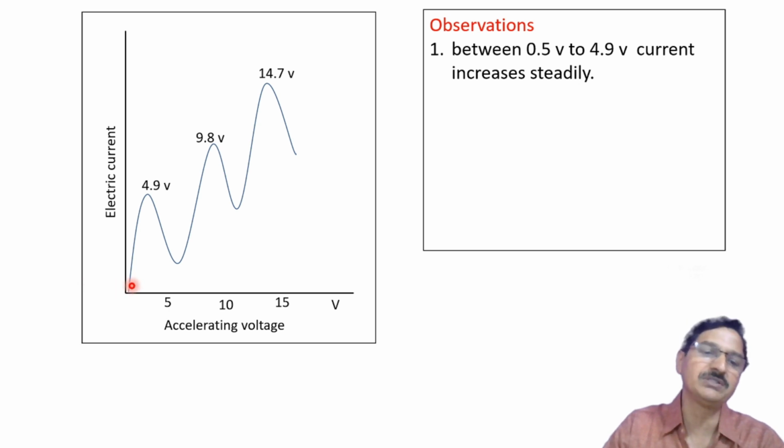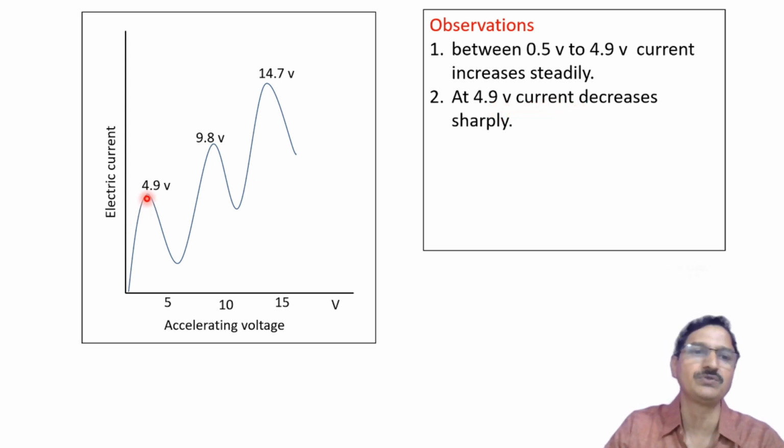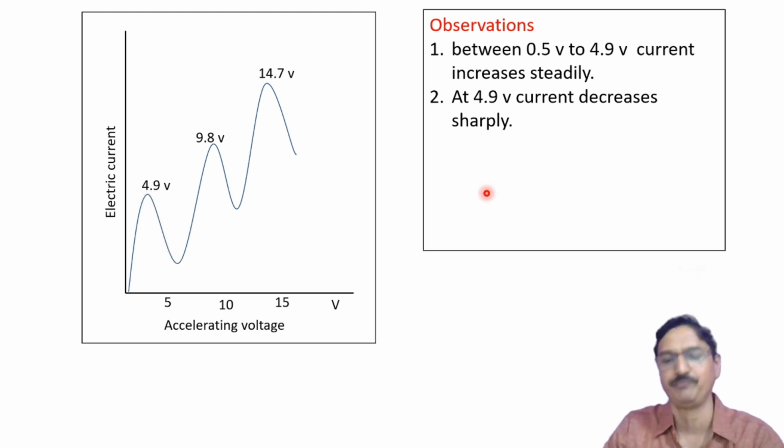So here on this graph we can observe that as the voltage increases from 0.5 to 4.9, the electrons are accelerated and they can reach the plate very fast. The second observation is that at voltage 4.9 volt, current decreases sharply. So here we can see that after 4.9 volt, current decreases very sharply to 0.